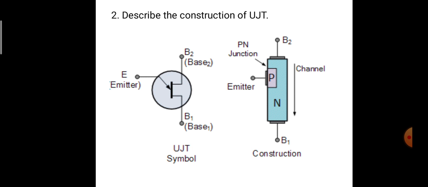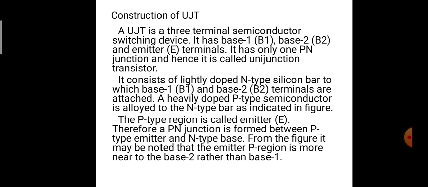Second question, describe the construction of UJT. Figure shows UJT symbol and construction. Now we are discussing the construction of UJT. A UJT is a three-terminal semiconductor switching device. It has base 1, that is B1, base 2, B2, and emitter E terminals. It has only one PN junction and hence it is called unijunction transistor.